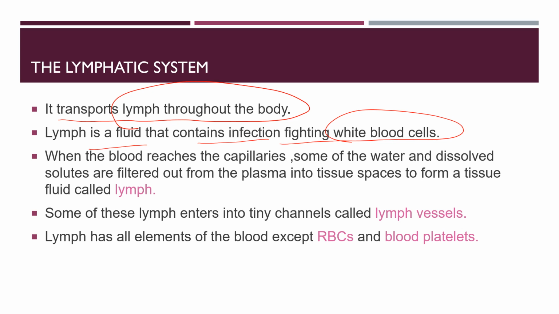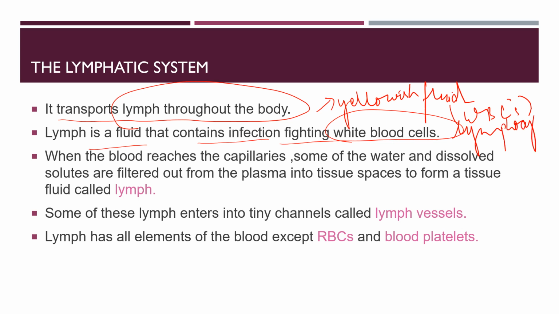Now what is the color of the lymph? Lymph is a yellowish colored fluid in nature. It contains the WBCs, or white blood cells, and the other term for white blood cells is lymphocytes. Is it clear? They are termed lymphocytes, and they fight infection as well as diseases. So lymphocytes are white blood cells present in the lymph.